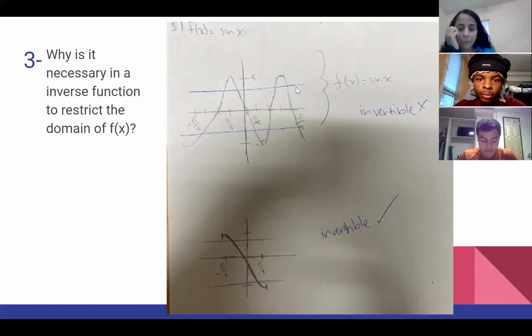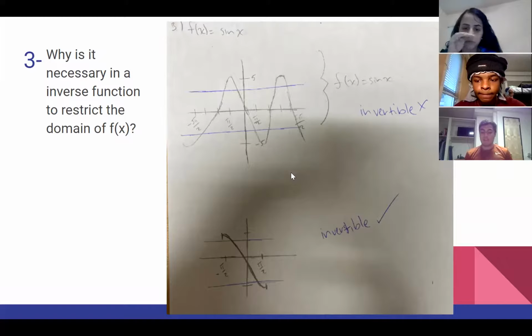To add these restrictions, in the bottom drawing we have the restrictions negative pi over 2 and pi over 2. We can see that the graph passes the horizontal line test, which makes this ultimately invertible, which we need if we're going to be able to inverse the trigonometric function in this case. Because if it is not able to pass the horizontal line test, then there is no way to have an inverse of the function because it is not one-to-one.